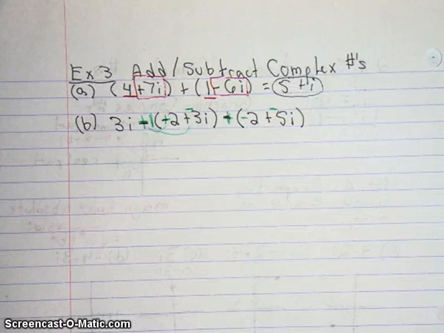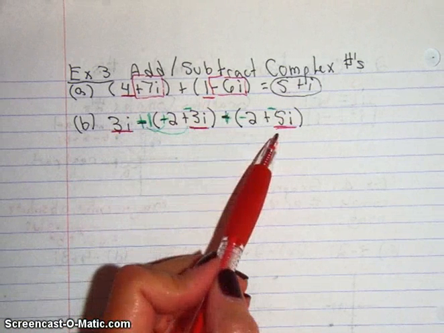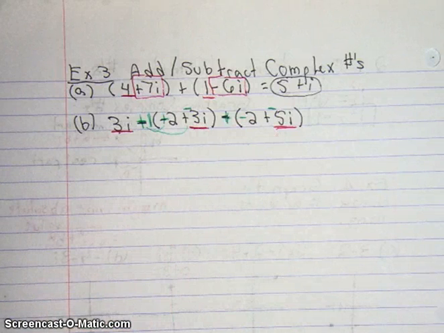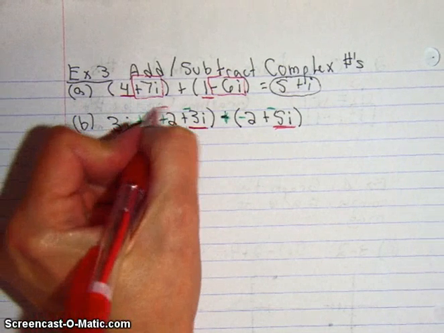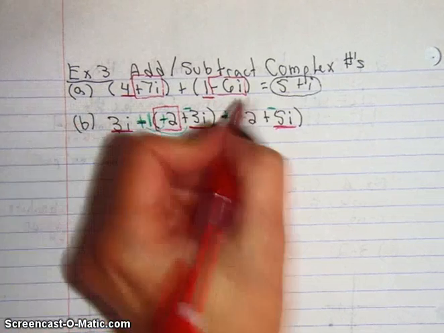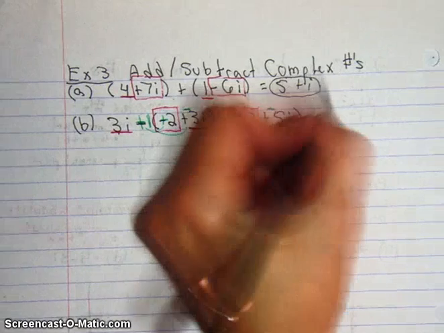Go ahead, Harrison. 3i, negative 3i, and negative 5i are like terms. Anybody see the other two like terms? Raise your hand, please. There are 2 more like terms here that we could add. Go ahead, Nick. 2 and negative 2. Thank you, sir. Positive 2, negative 2. That sounds good to me.